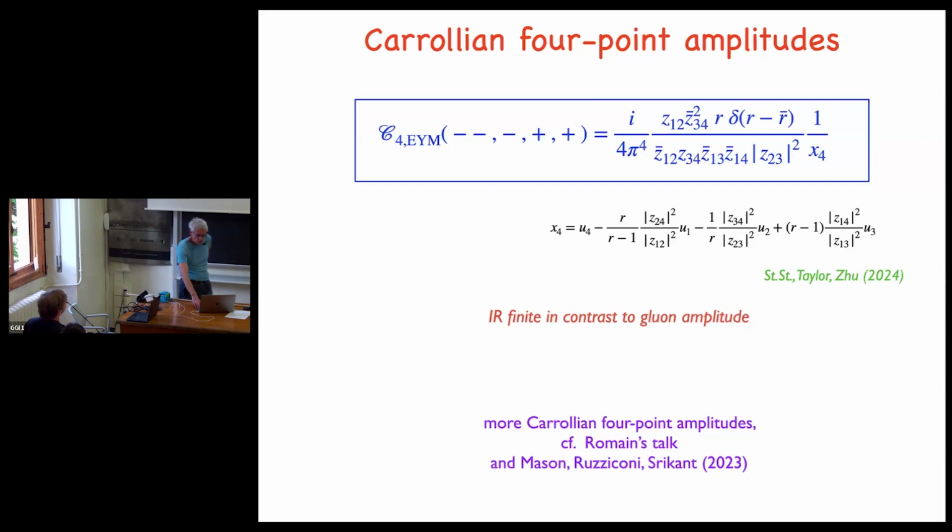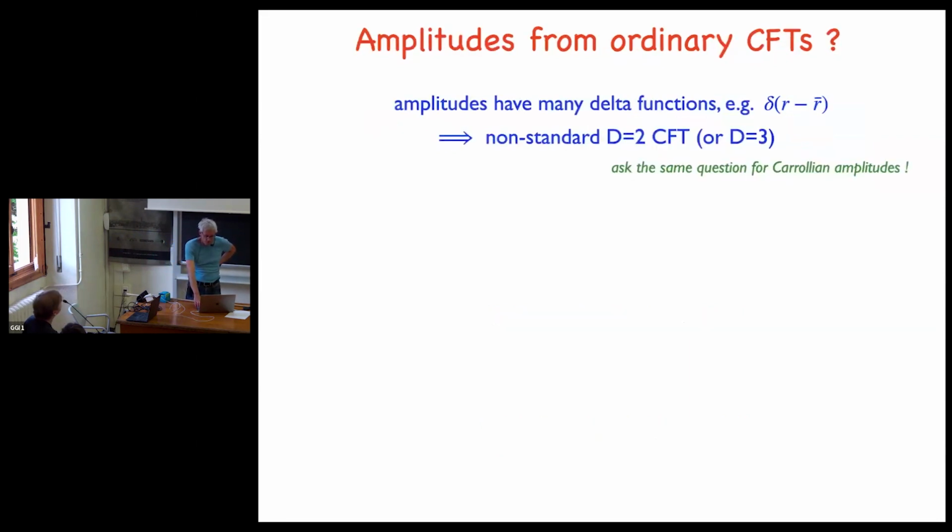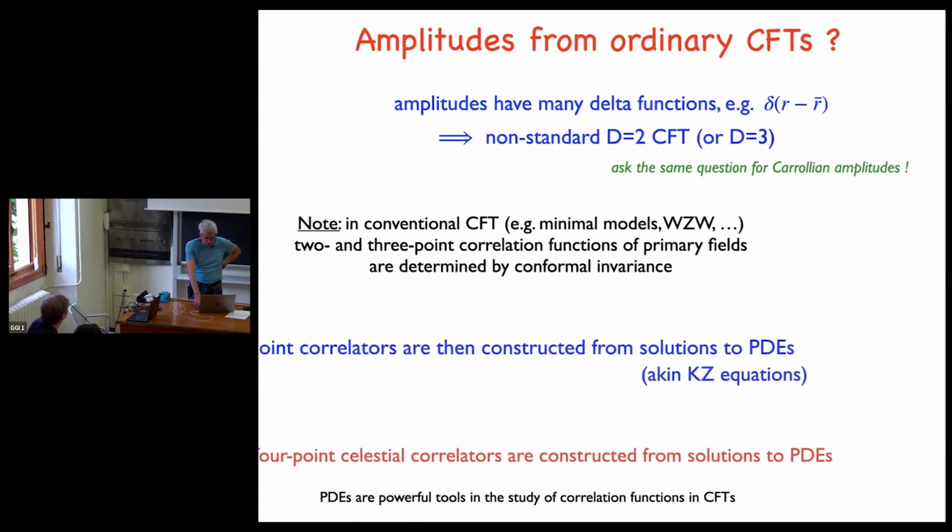Okay, good. Let's wrap up now. So these amplitudes have many delta functions. I mean, the four-dimensional case is R minus R bar, with R being the cross ratio. So there is a mixing between holomorphic and anti-holomorphic sectors. This means that you have non-standard conformal field theories in 2 and 3 dimensions.